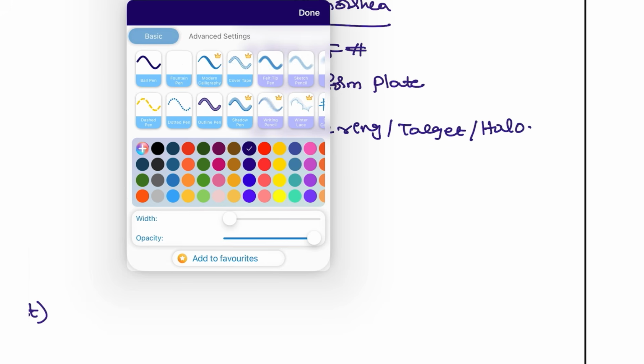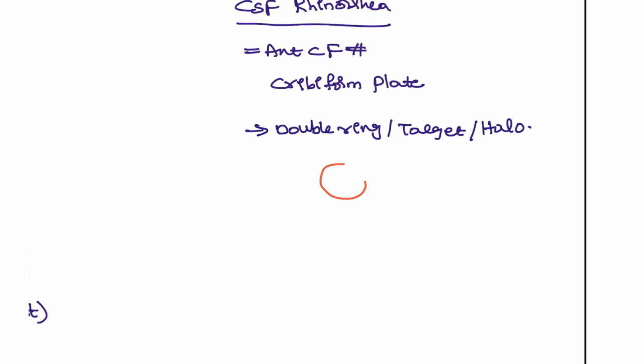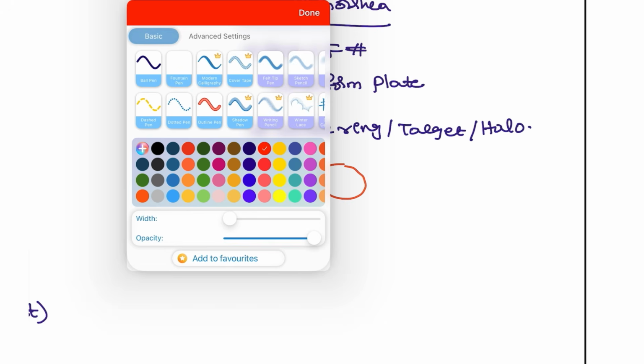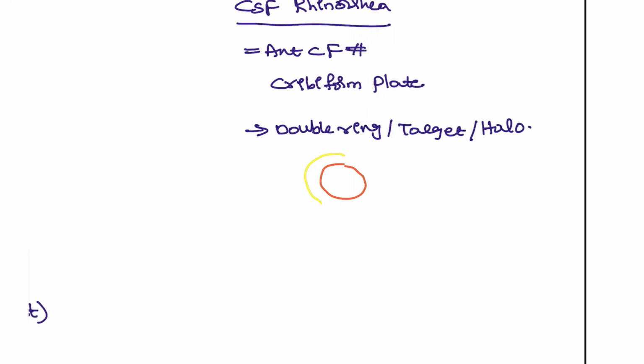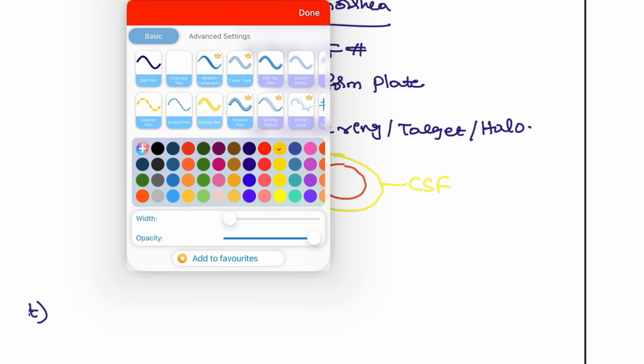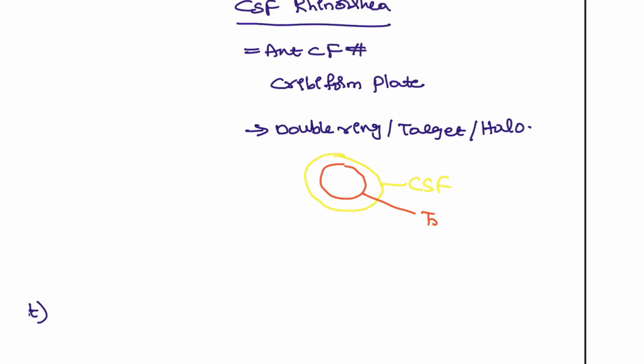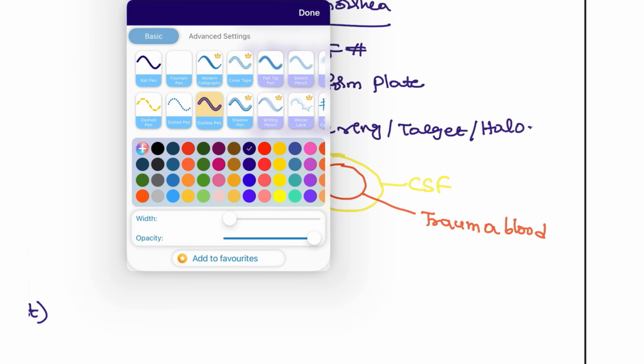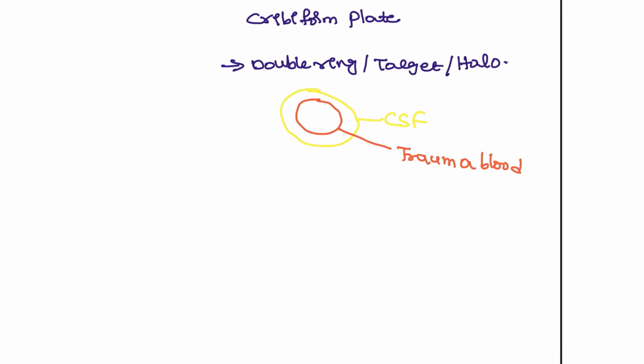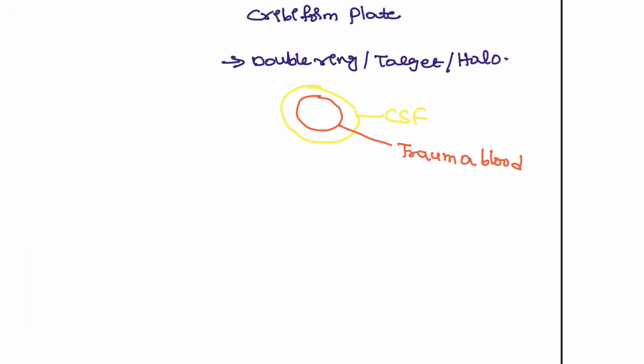How is it going to look? This is the lightweight color, followed by this, so this is the CSF and this is the trauma blood. This is the picture that you are going to see. I have drawn it with yellow and red color, but it will be seen as a pale color only.